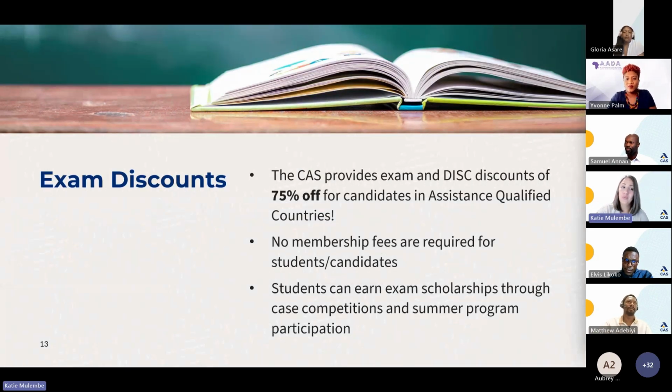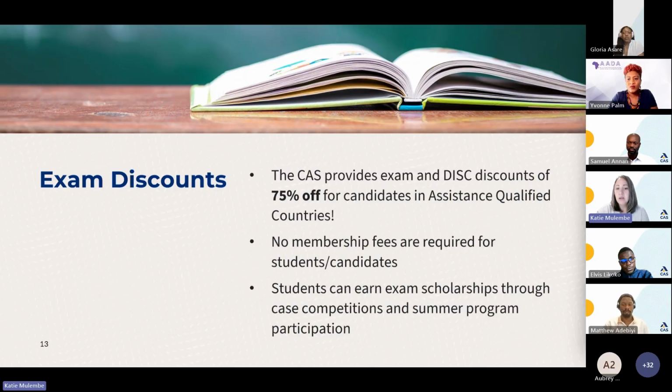Also, I wanted to be sure to mention exam discounts. Affordability is a very important topic when it comes to these exams. So candidates in assistance qualified countries receive a 75% discount on CAS exams and discs. Most countries in Africa do qualify as assistance qualified. So I think as I browse through the list of attendees for today, I think all of you are coming from countries that are there. There's also no CAS membership fees until you've earned your credentials. So that's a cost savings along the way.